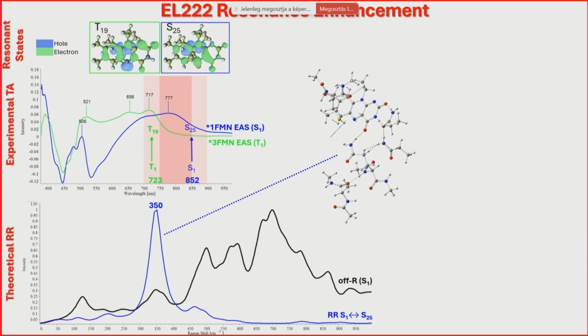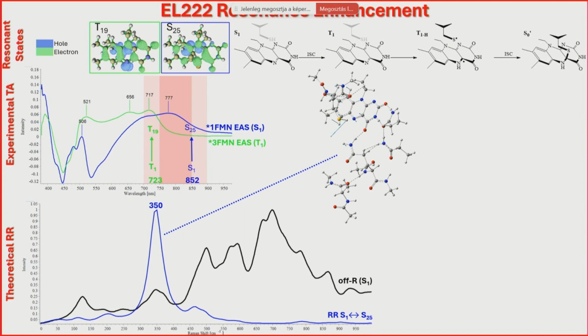What is this peak here exactly? It is a bending vibration from the cysteine SH bond and an out-of-plane vibration from the isoalloxazine ring here. So this type of vibration can be present both in the S1 state and the T1 state, but its intensity is expected to start to decrease after the formation of the biradical, and especially after the adduct. So we could use this as a marker band for the formation of the adduct.